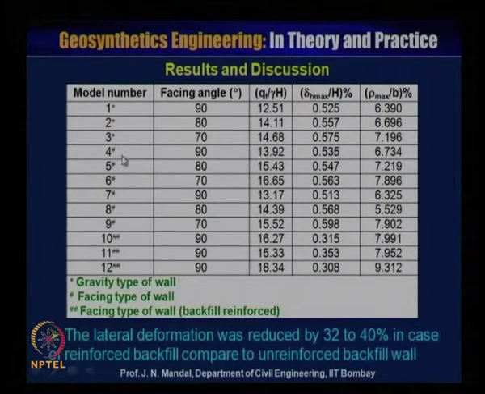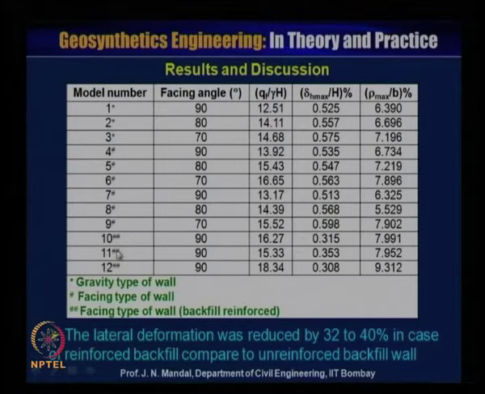Now, in case of model number 4, 5, 6, 7, 8 and 9, this star indicates the facing type of wall. These are the facing type walls, where the facing angle also changes, 90, 80, 70, 90, 80, and these are the Q_A by gamma H values and these are the delta max by H percentage values. So, the rho max by B values you can see here.